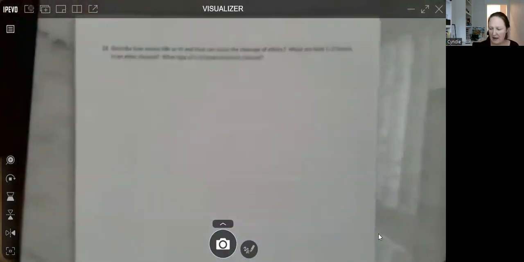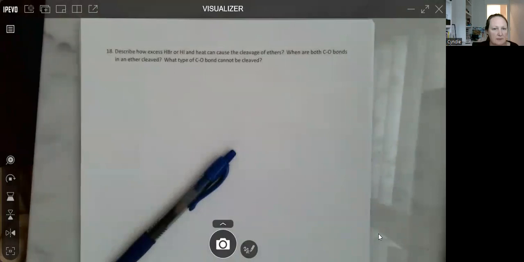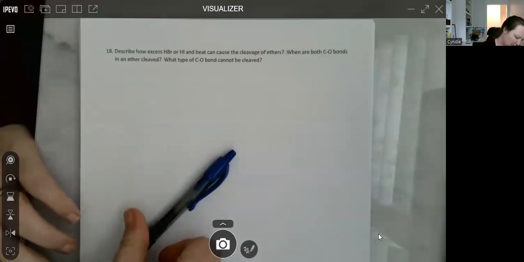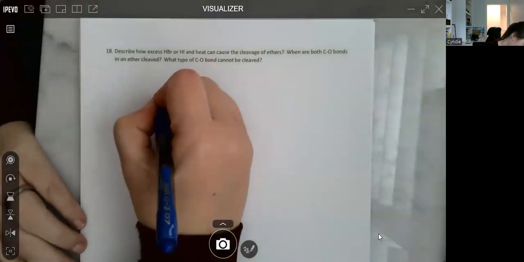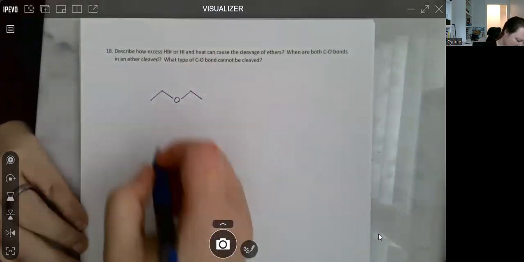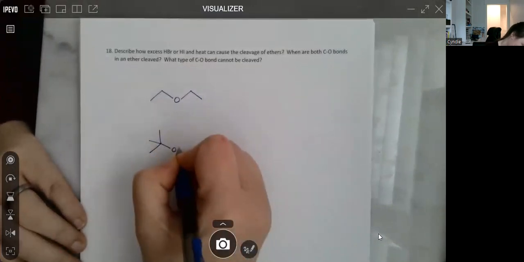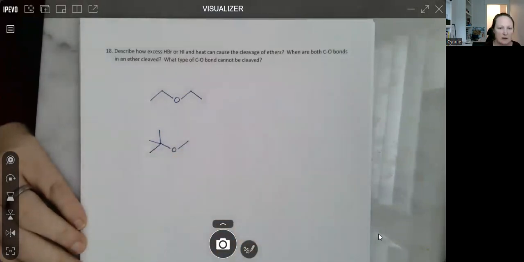Next, describe how excess HBr or HI and heat can cause the cleavage of ethers. When are both carbon-oxygen bonds in an ether cleaved? What type of carbon-oxygen bond cannot be cleaved? Okay, so let's look at some examples, right? So let's say we have diethyl ether, right? And let's compare that to something like this, right?